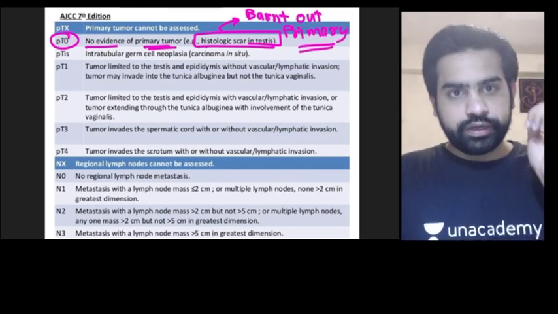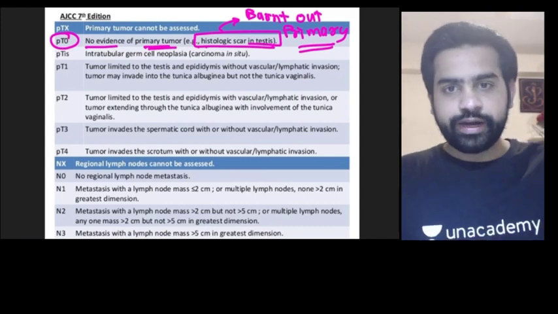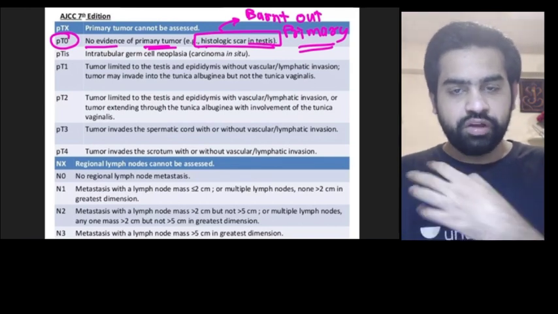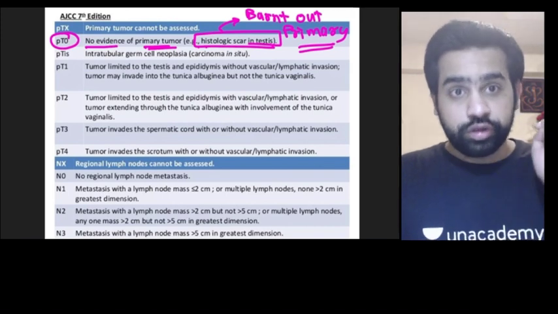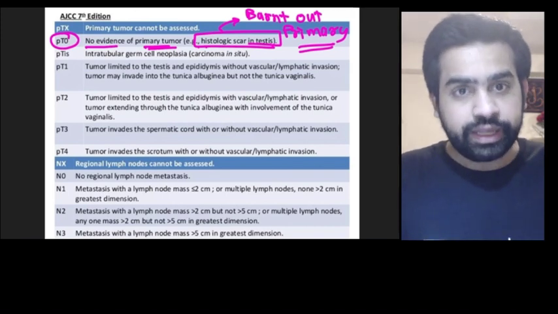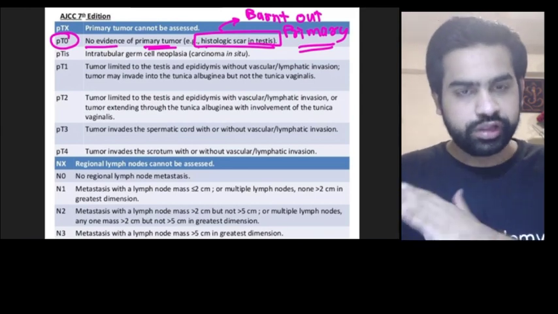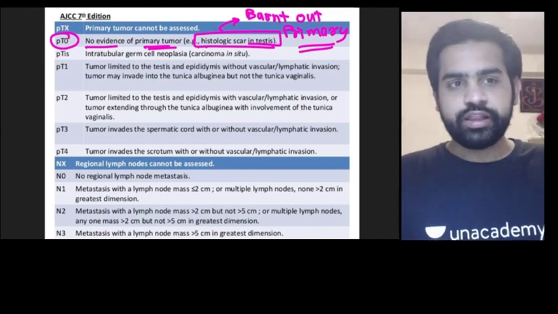If at all the testicular tumor was present inside the testes, it led to the metastasis, it led to whatnot, and ultimately that particular testicular tumor vanished. Only a residual scar was present in the testes. So this is what is called a burnt out primary. Here also you have to go in for a complete orchidectomy and even a retroperitoneal lymph node dissection and everything. I hope you get this particular point. This is what you understand by the histologic scar in the testes.